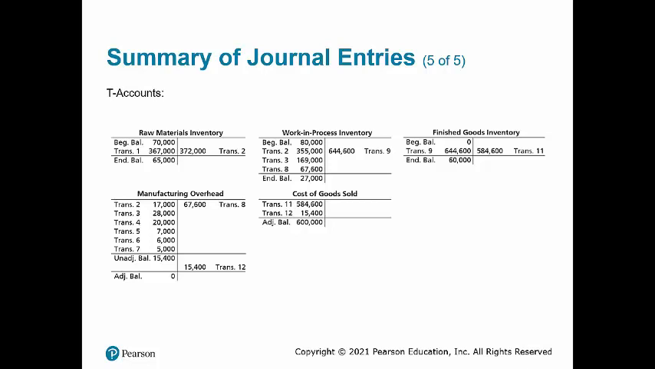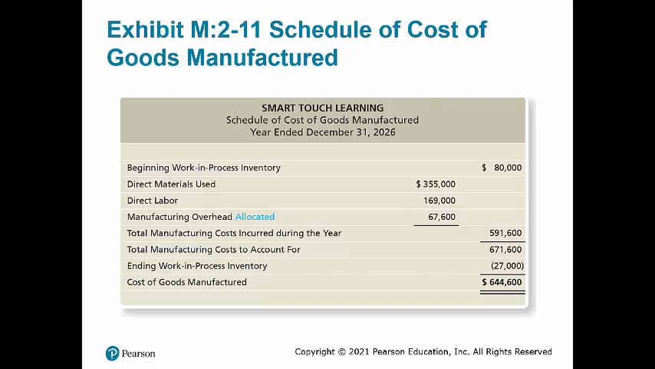Cost of goods sold, also after having been adjusted, reflects the actual cost of goods sold for the items for this period. In this slide, we see the completed schedule of cost of goods manufactured for Smart Touch Learning for December 31st, 2026.